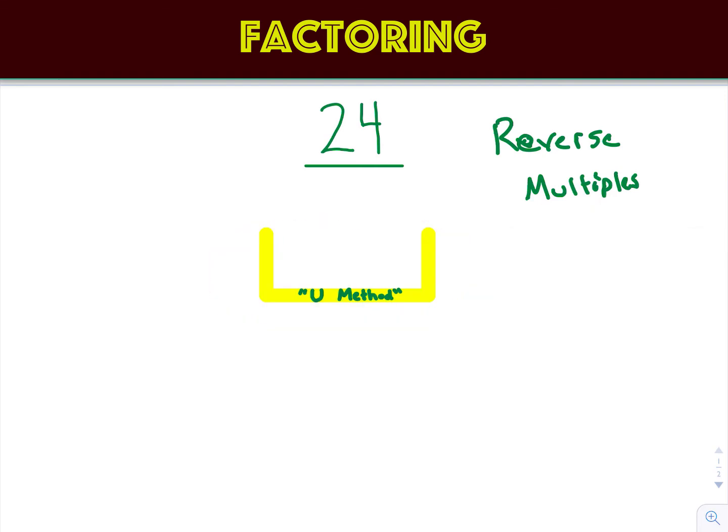The most obvious factor pair that I have of 24 is 1 times 24 equals 24. So that is my first factor pair. I'm going to keep counting up from 1 until the U method really starts to hit home. After 1, the next number I would check is 2. Since 24 is an even number, 2 is a factor of 24, and 2 times 12 gives me 24.